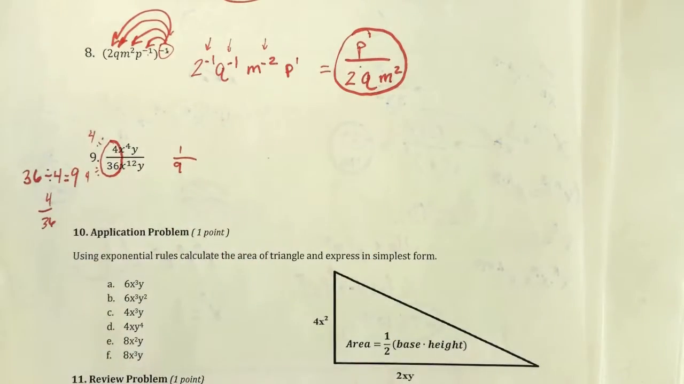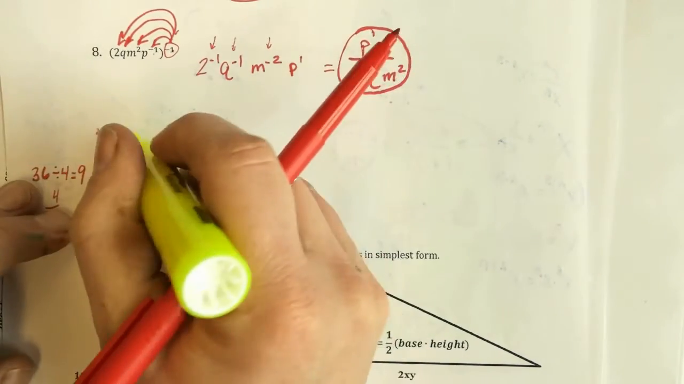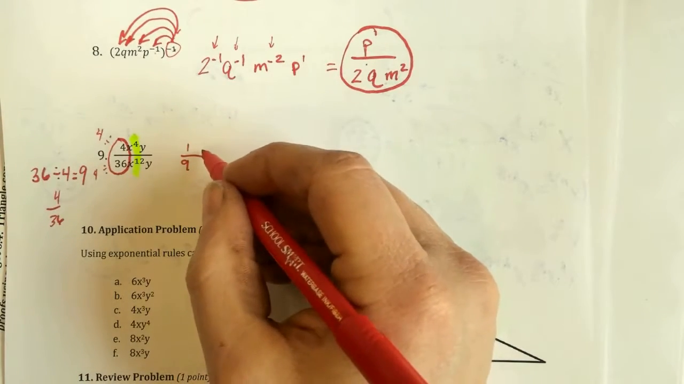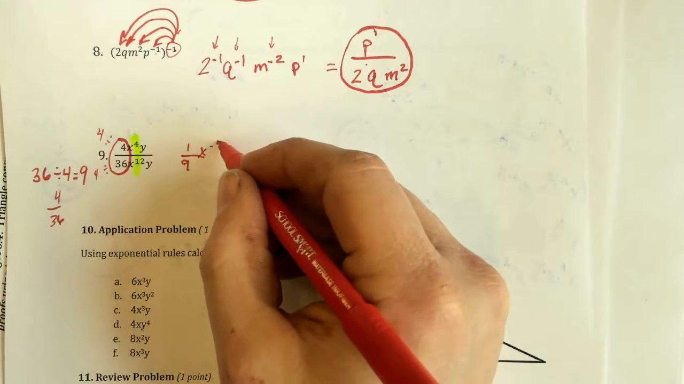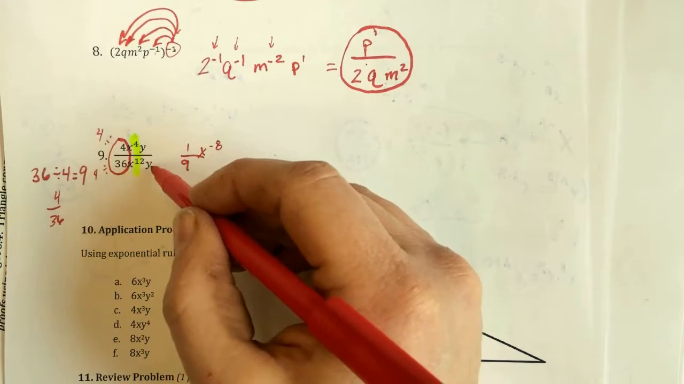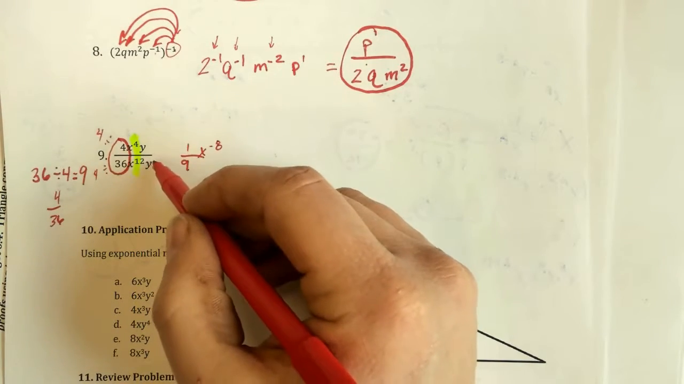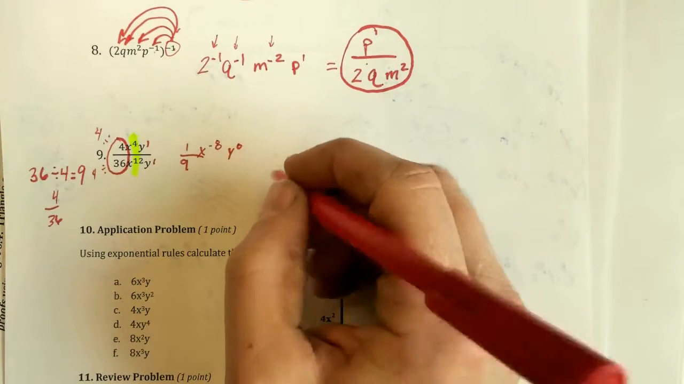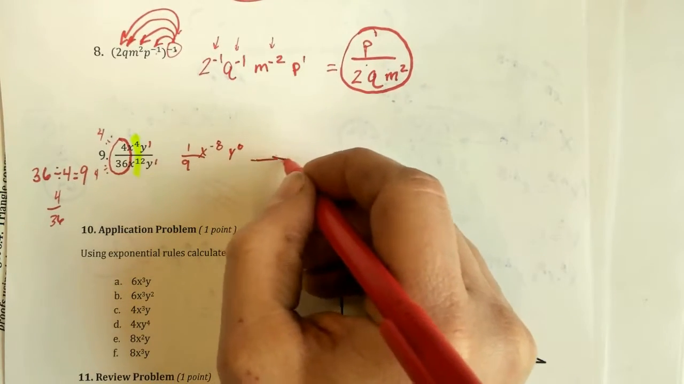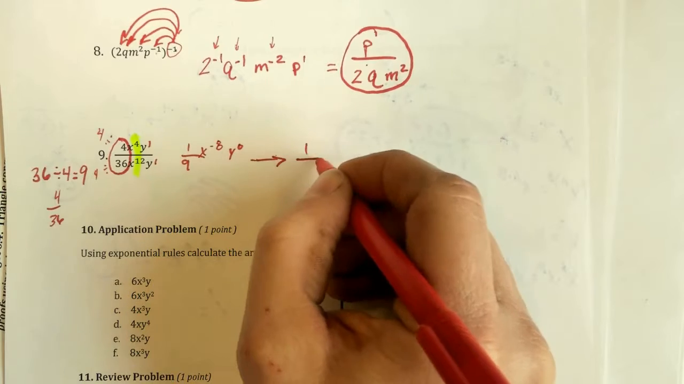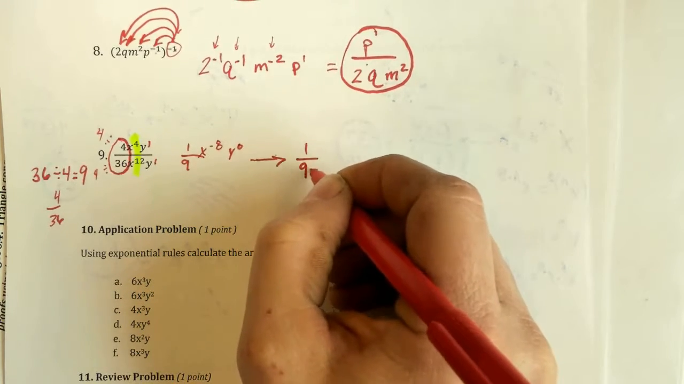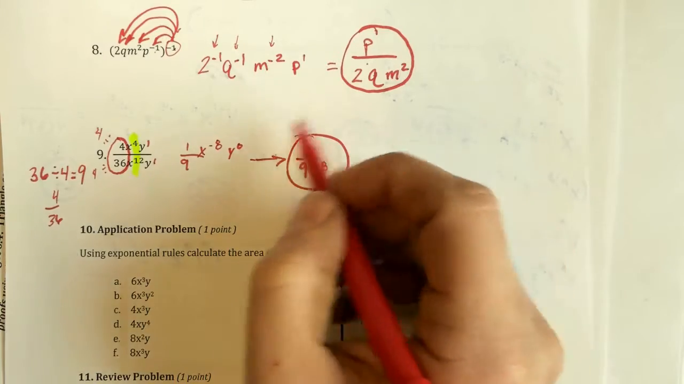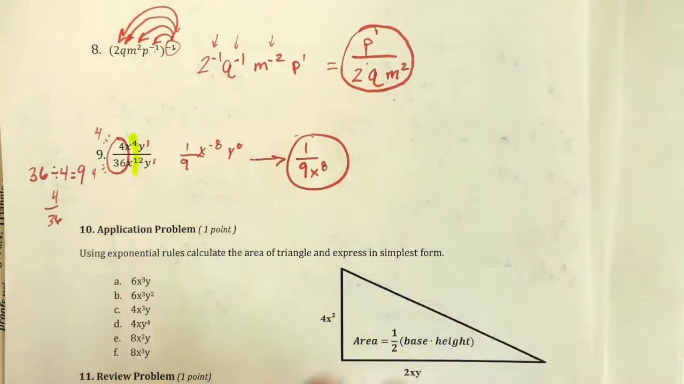Okay, here we have a subtraction rule for dividing these exponents. 4 minus 12 gives x to the negative 8. y to the 1 divided by y to the 1 is y to the 0. So what does that give us? It gives us 1/9 x to the 8 in the denominator. y to the 0 is just 1.